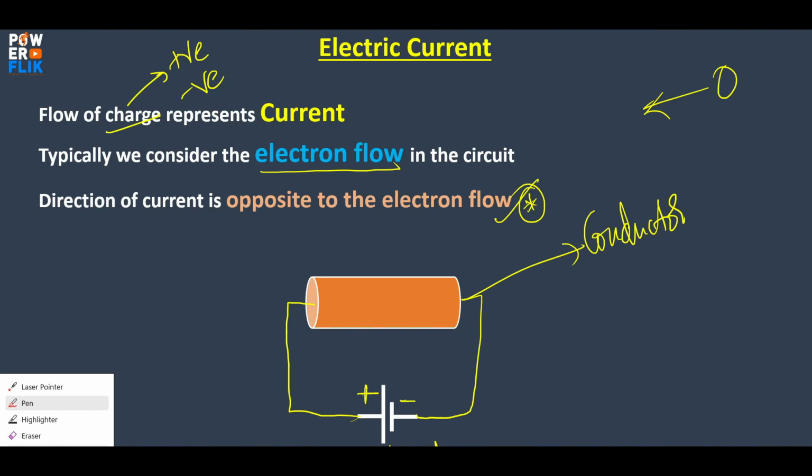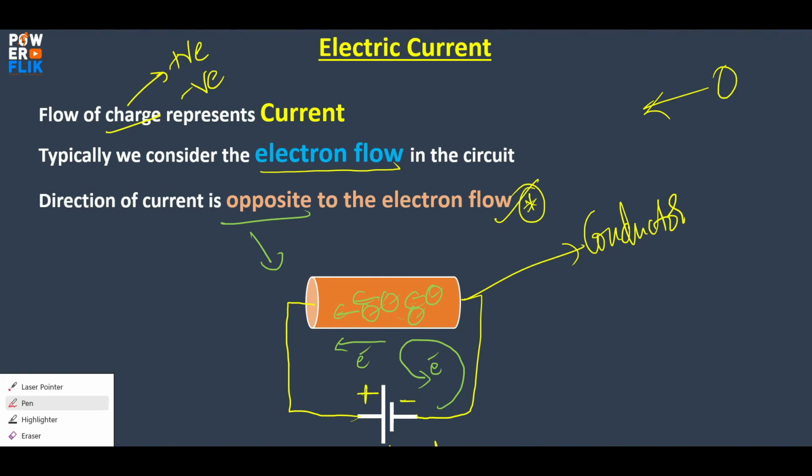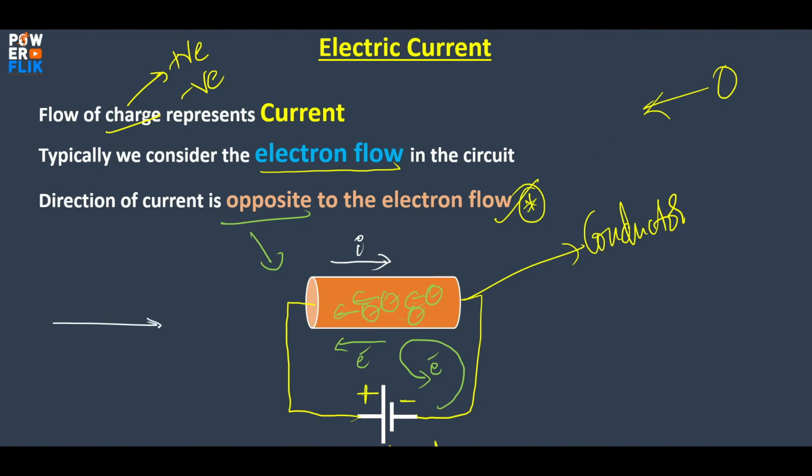Now internally we have electrons. Electrons will be flowing from negative to positive. So the electrons will be coming in this direction. This is the direction of electrons. As per the earlier statement, the current should be opposite to the electron flow. So the current will be in this direction. If I draw it here, this will be the current direction and this will be the electrons' direction.